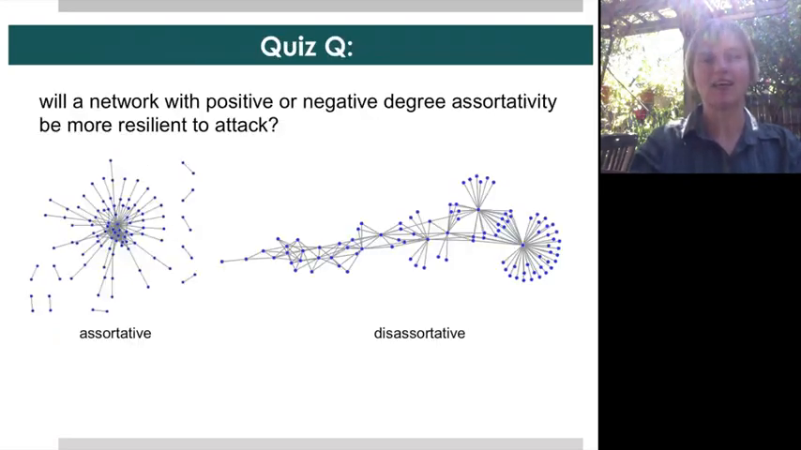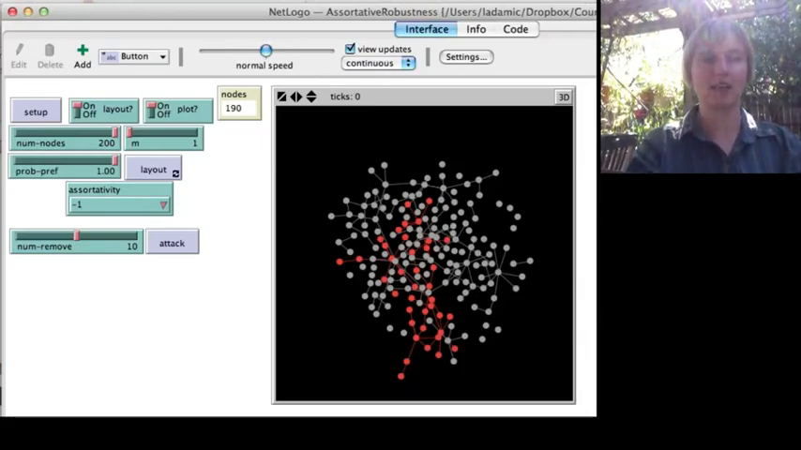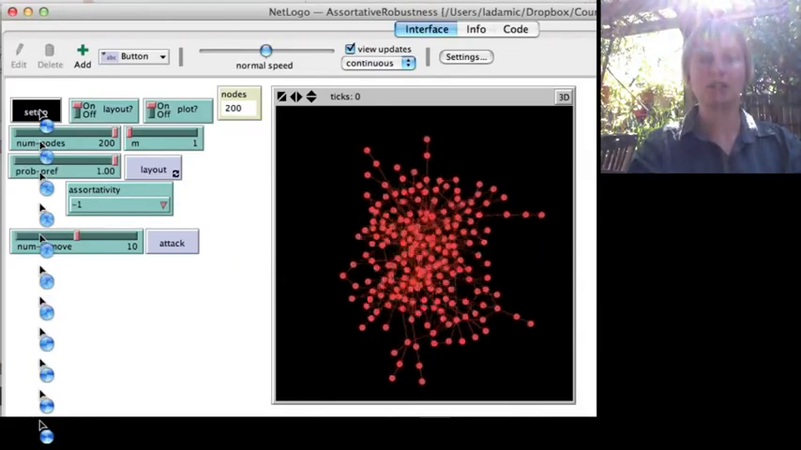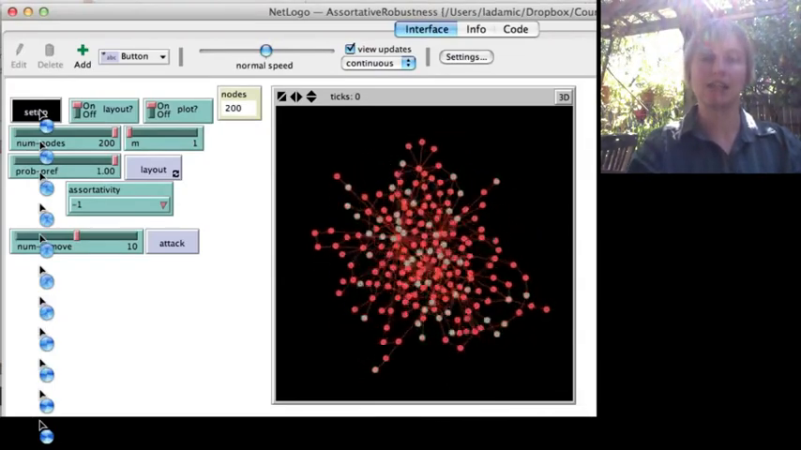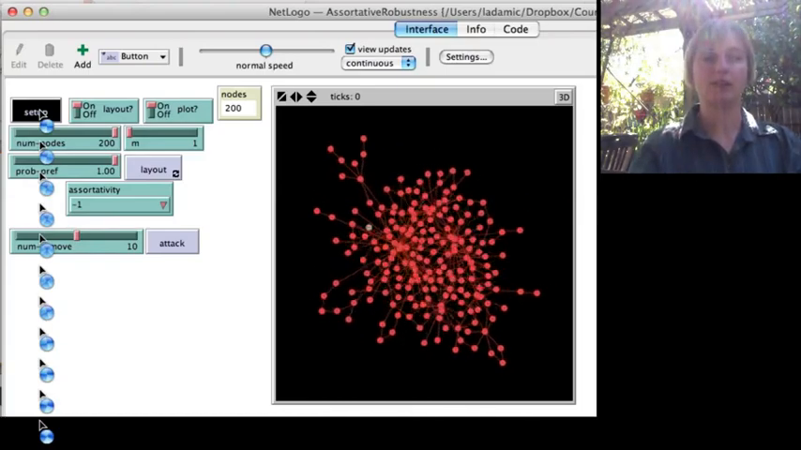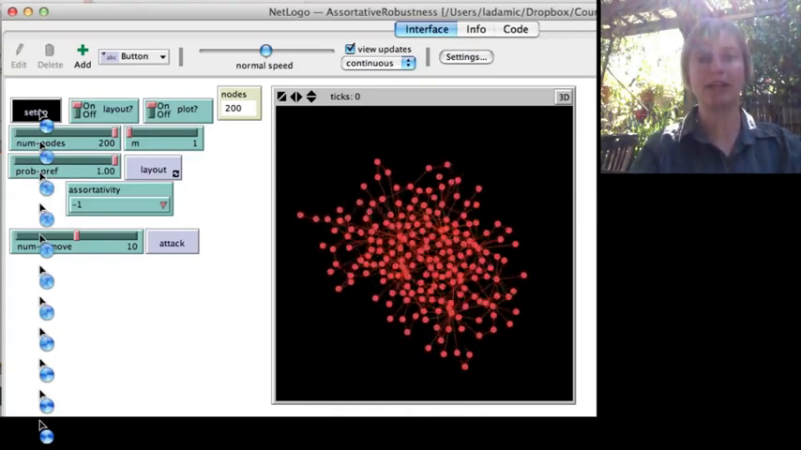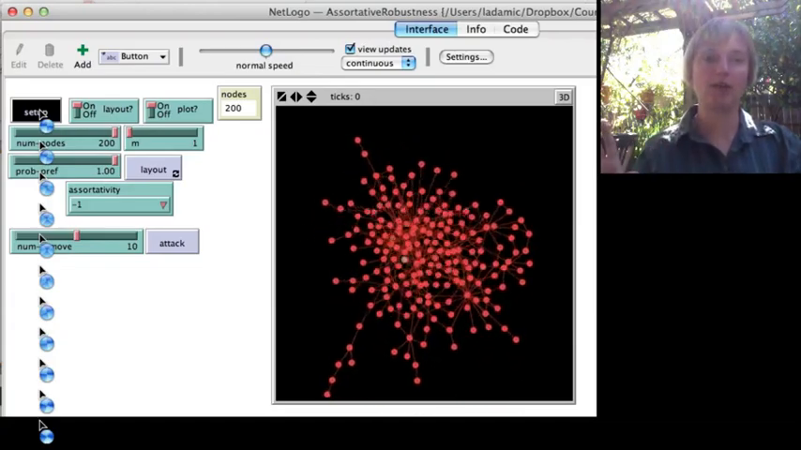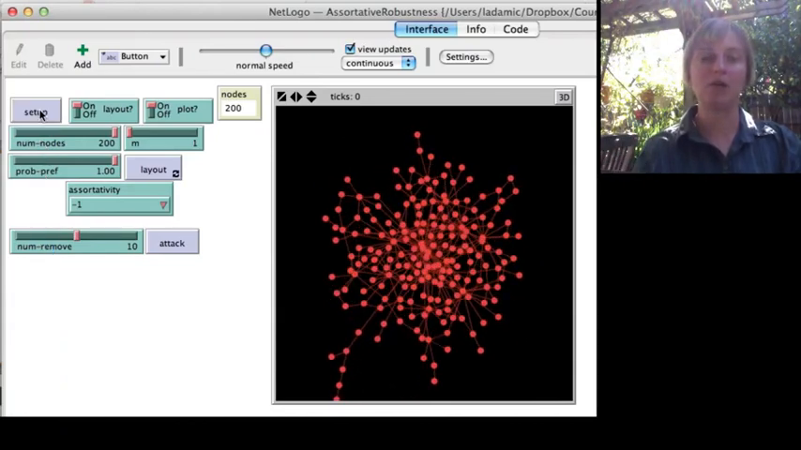To check our understanding, will a network with positive or negative degree assortativity be more resilient to attack? And for this, let's go to NetLogo. What I'm going to do is set up a topology, and this network is going to be disassortative. That is, the high degree nodes are going to be connected to the low degree nodes. The way that I did this was by taking the originally grown network and then rewiring. The rewiring is accepted if it, in this case, decreases assortativity and not accepted otherwise.